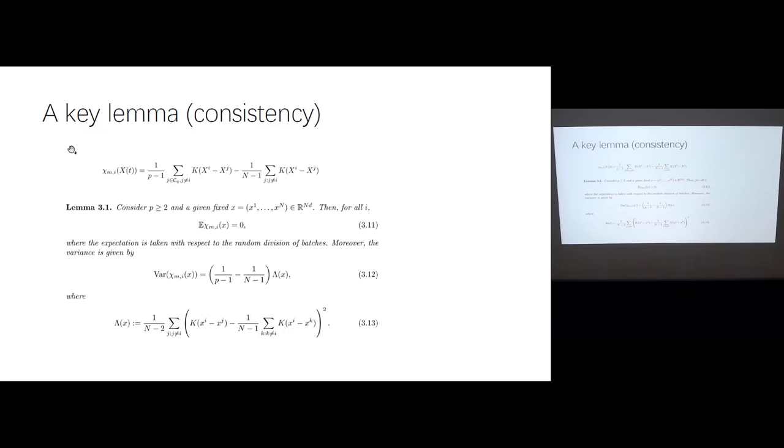Now you see how the batch size affects your variance. It's reciprocal, one over the batch size. Of course, if you increase the batch size, you reduce the variance. If the batch size is exactly n, there's no variance because that's the original deterministic algorithm.